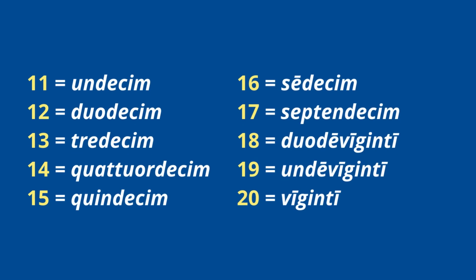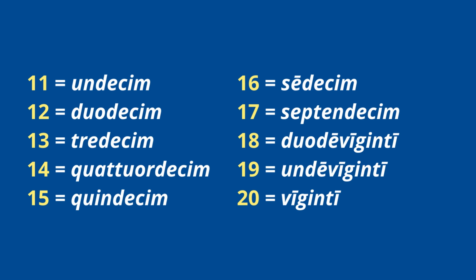Here's the next 10 numbers, right? So we have 11 through 20. Now, the interesting thing here is when you say 11, for instance, in Latin, you say undecim. Now, this should look kind of interesting to you, because the decim part is coming from decem, which means 10. So when you do these numbers, what you're really doing on numbers 11 through 20 is either a little bit of addition or a little bit of subtraction.